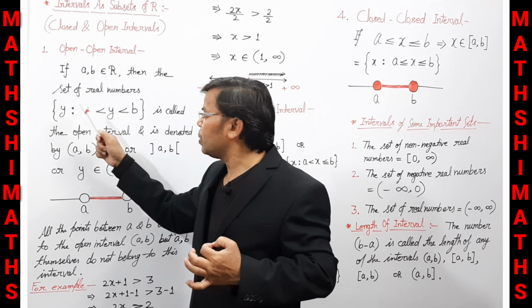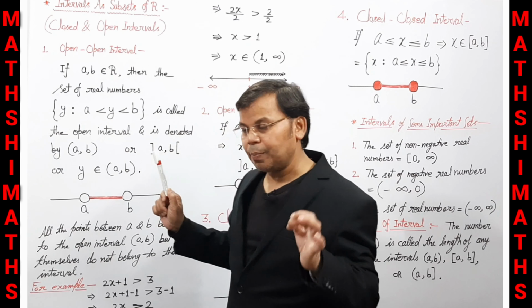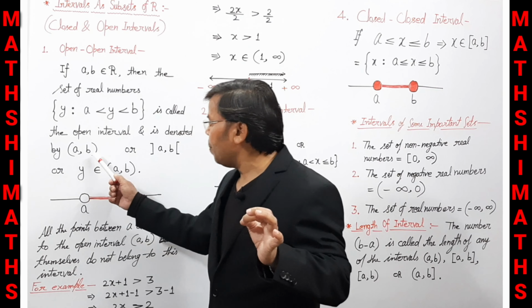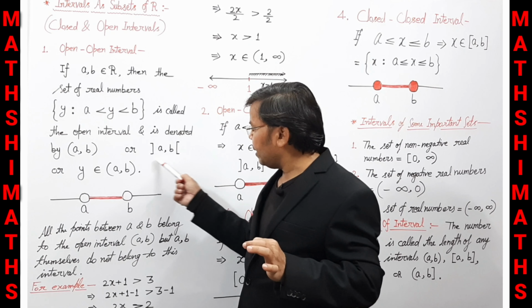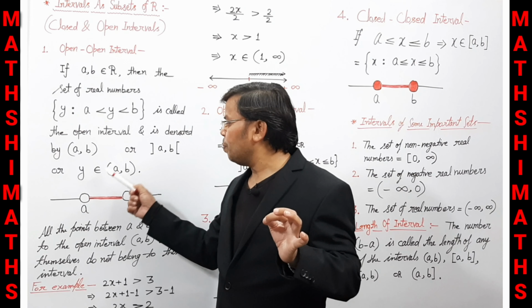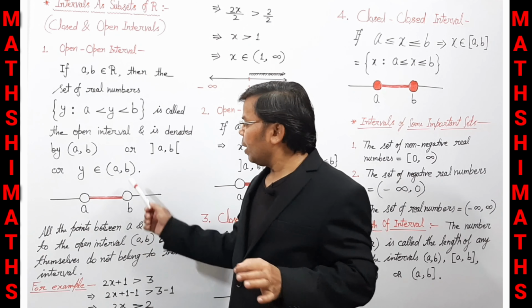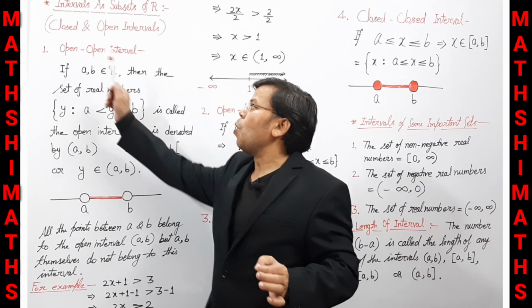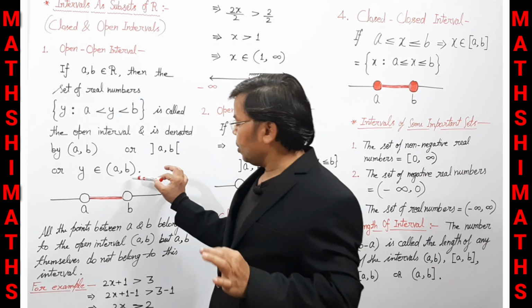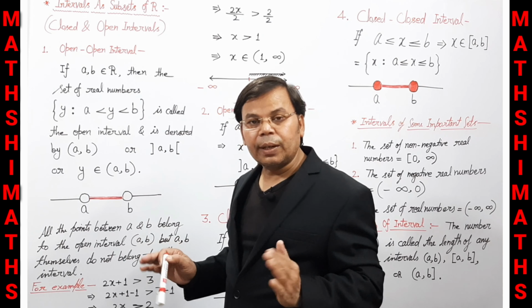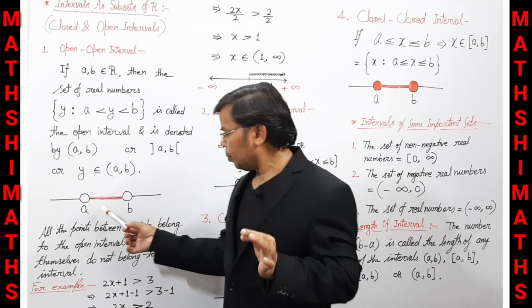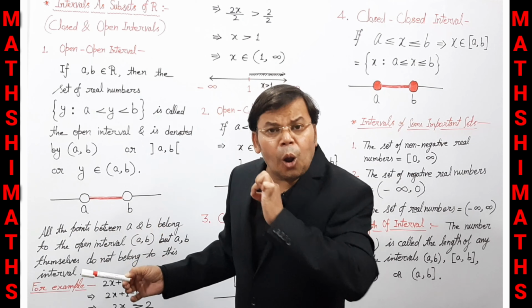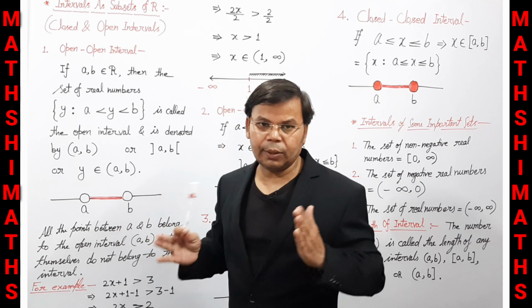The set of all y such that y lies between a and b is called the open interval and is denoted by the bracket (a, b), or we can also denote it in this form, or we can say that y belongs to (a, b). The small bracket indicates an open interval, represented graphically in this form. Here a is not included and b is also not included, but all the values between a and b are included.